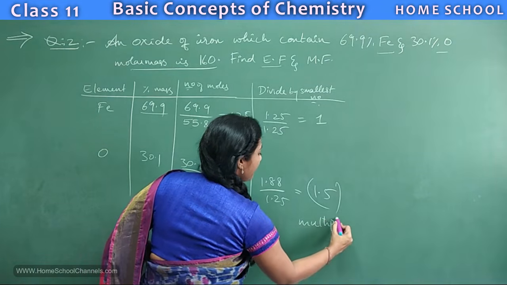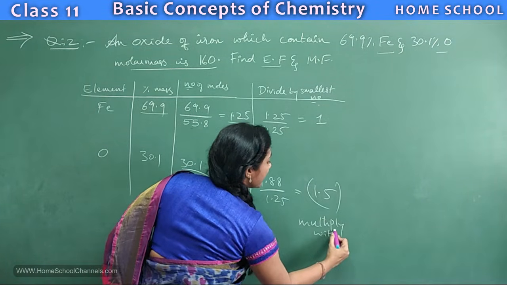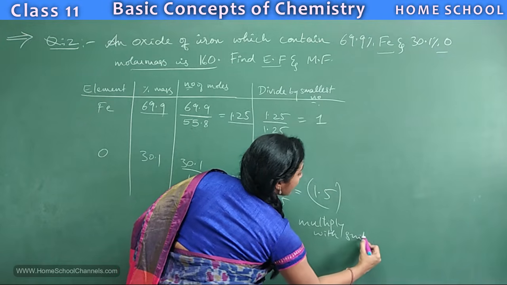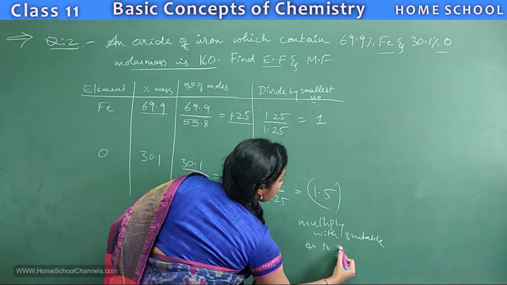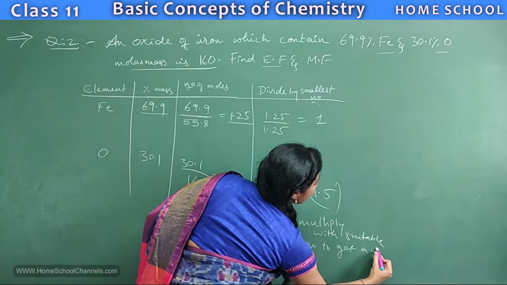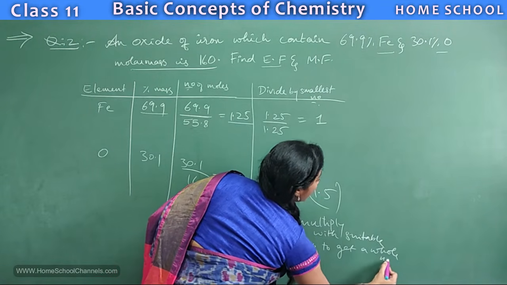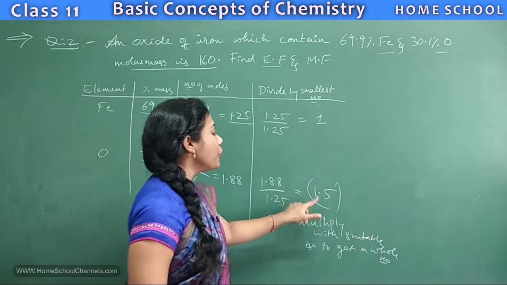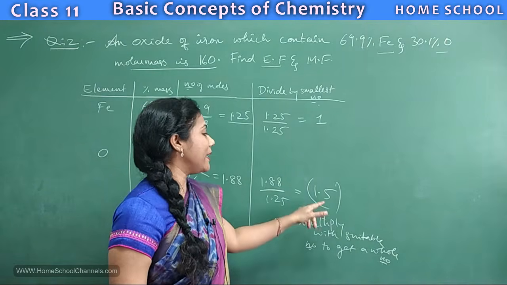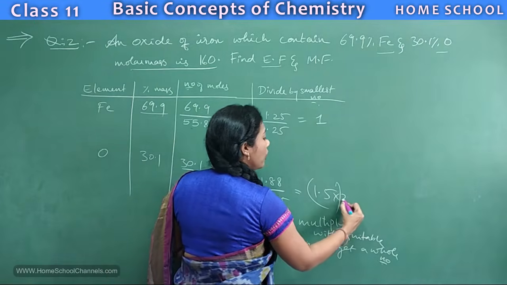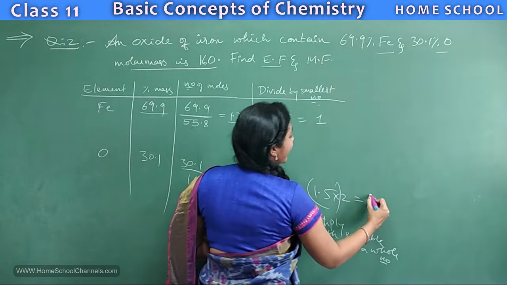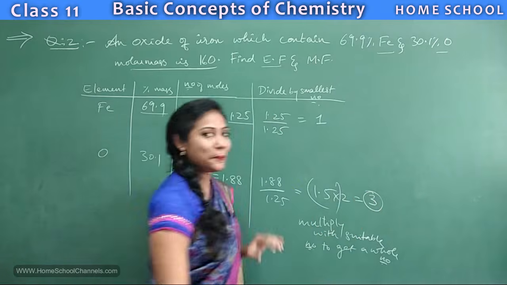Multiply with a suitable number to get a whole number. Okay, so with what digit can you multiply? If you multiply by 1, it's a waste. If you multiply by 2, what do you get? Yes, you will get a whole number, 3, right?